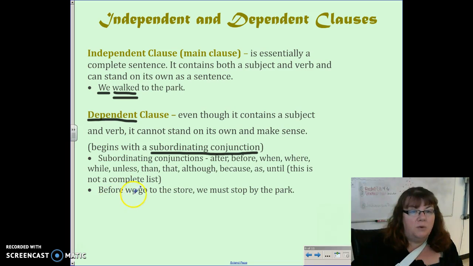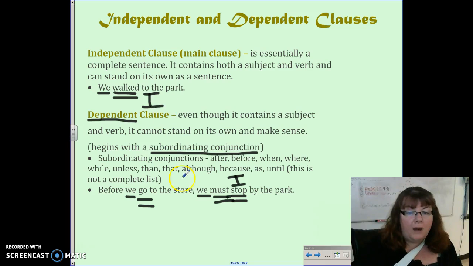So looking at the sentence, "Before we go to the store, we must stop by the park," we're looking for subjects and verbs first. If we underline the we and the go, and the we and the must stop, those would be our subjects and verbs. Now this one I would label with an I, just like I would label this one up here with an I, because they're independent. They don't require more information.